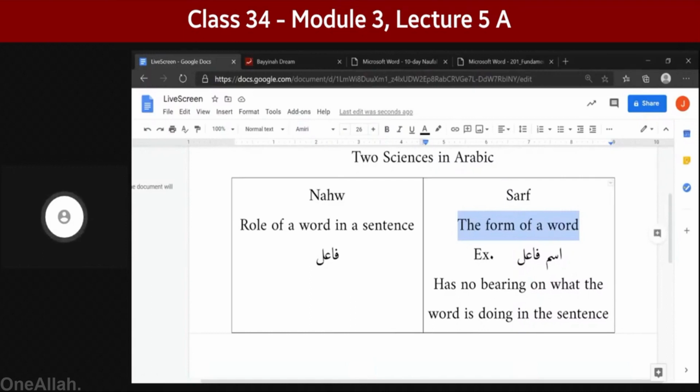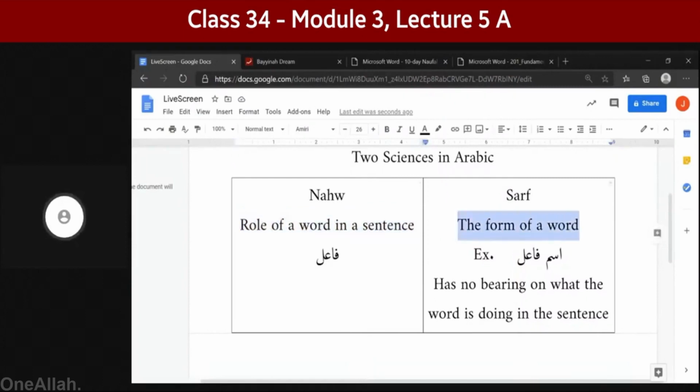We said that a lot. We said that for almost half of the course, right? We kept saying, wait till there's context. You'll know with context. Because nahu needs context. It needs other words to show what's happening to the word. Okay? So again, nahu, vocabulary, role of the word in the sentence.